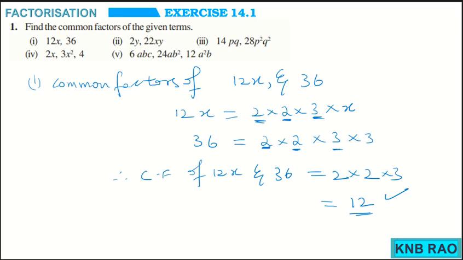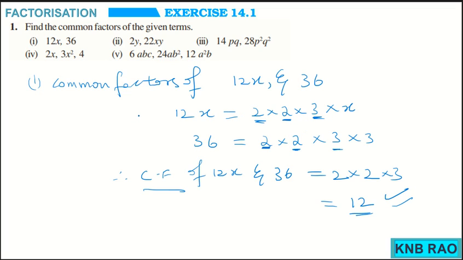Okay, children. So, I expect you doing initially with the procedural steps that I have done. So, the common factor of 12x and 36 is 2 into 2 into 3. How I found it, the procedural steps, I have shown you. I expect you doing similarly. In the beginning stages, if you do, you will get no mistake in later stages.